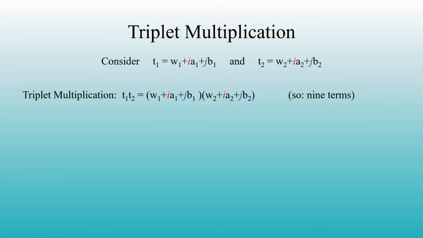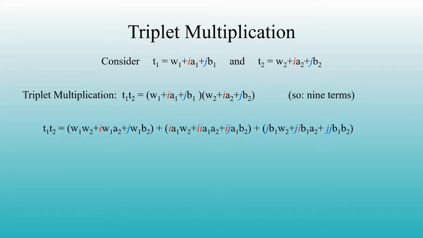The first step of the algorithm is to produce the 9 terms. There are many ways to do this, but the approach that I will always take is to multiply the first term of the first triplet by the entire second triplet. Okay, this by all of this, and that gives you this. Then repeat it for the second and the third terms of the first triplet, creating this and this.